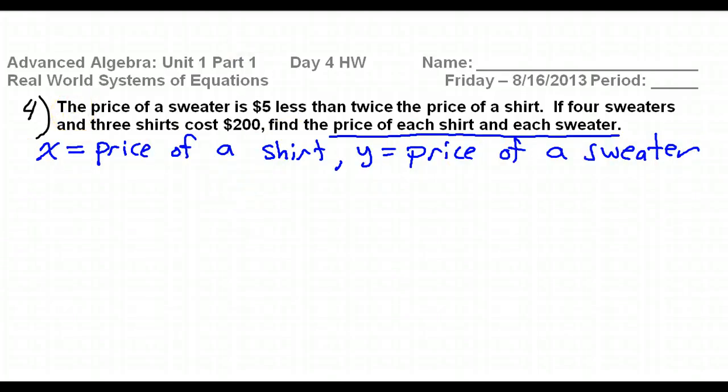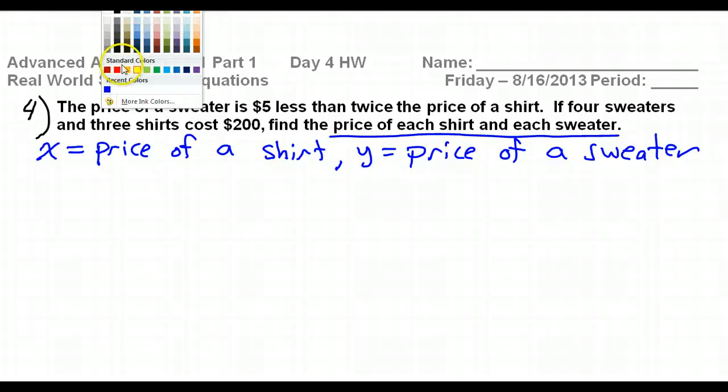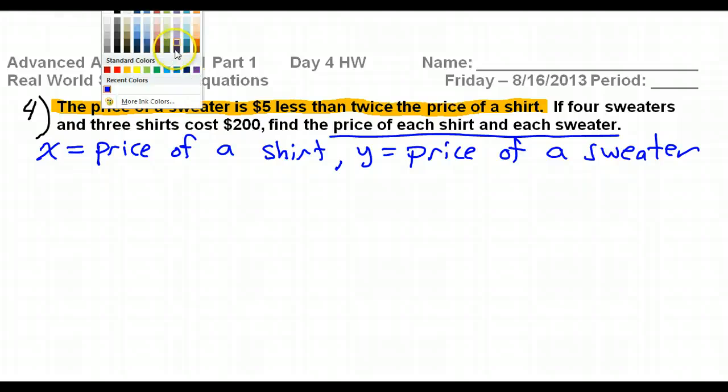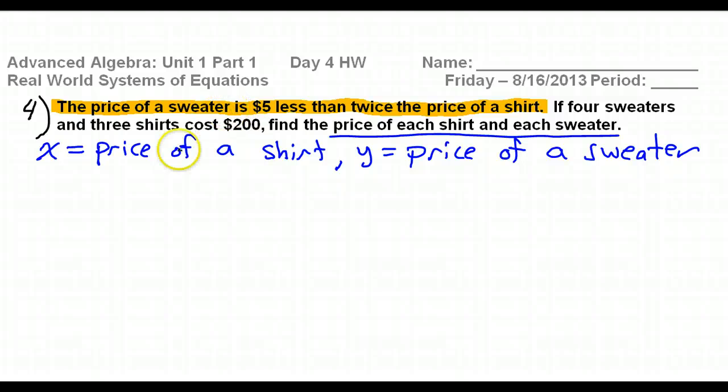Okay, now let's make some equations. Alright, first equation should come from this first sentence. The price of a sweater is $5 less than twice the price of a shirt. Okay, let's see if we can break that down. Okay, the price of a sweater, that's going to be Y, price of a sweater. So I'm going to start off with Y. Okay, is, so I'm going to put equals, $5 less than.